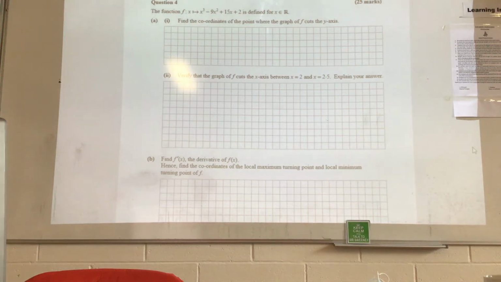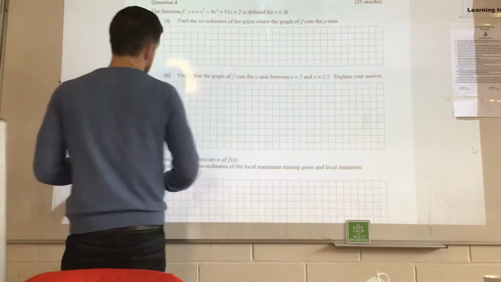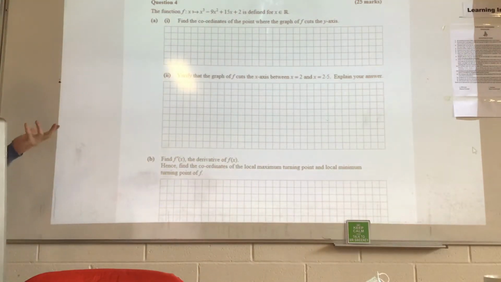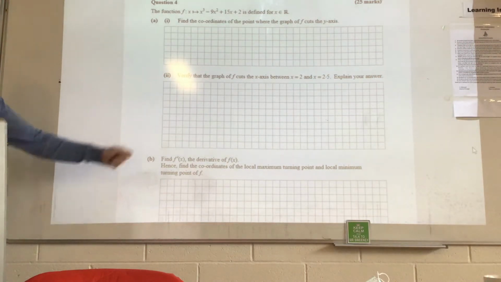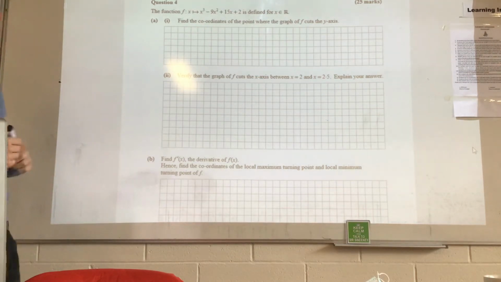Alright guys, so I got asked to do question 4 from the mock paper. So I'll give that a go, and it's basically a calculus and functions question. It's a little bit difficult, but hopefully it won't be too bad. Now I'm not too concerned about the second part here, but the first part and part B are important.